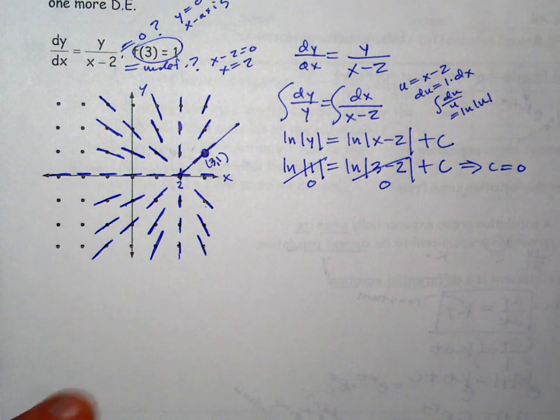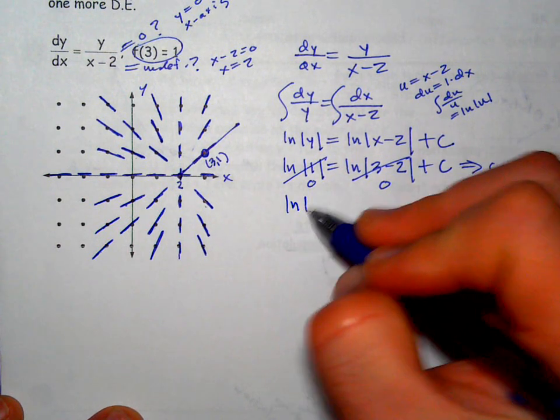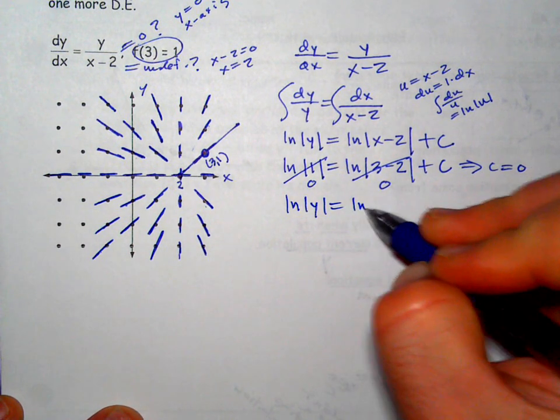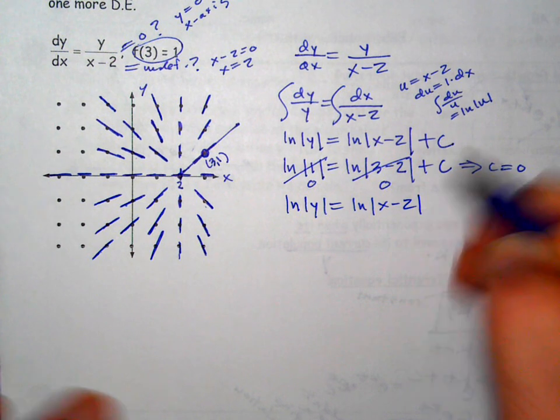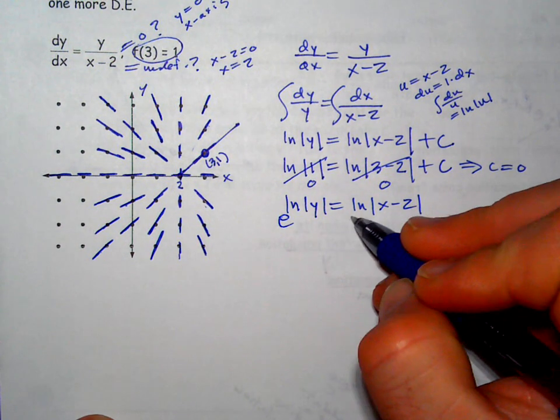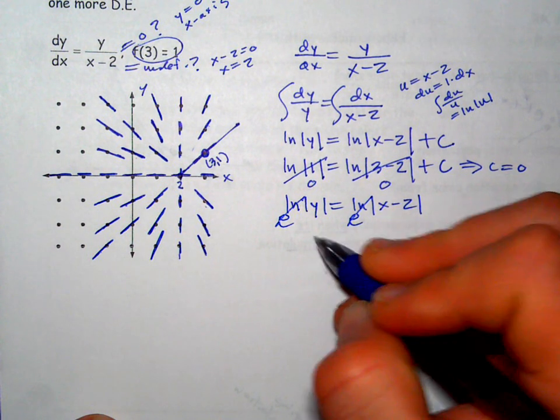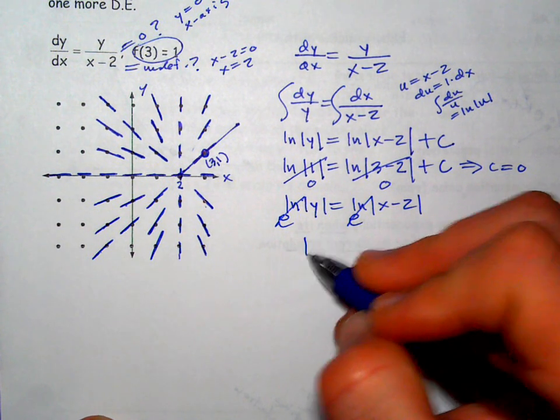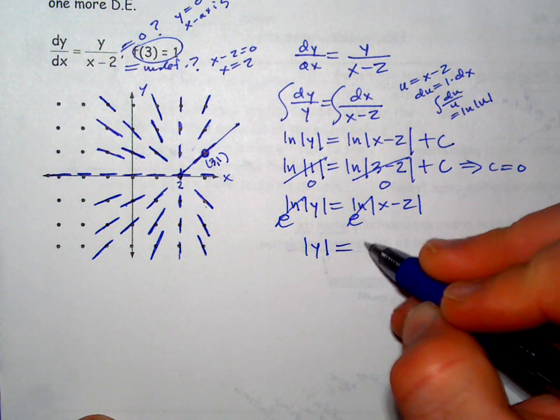Okay, that's nice. So let's rewrite it. Natural log of the absolute value of y equals natural log of the absolute value of x minus 2, and we don't have plus c. Got to get y by itself. Exponentiate both sides. And then we have absolute value of y equals absolute value of x minus 2.